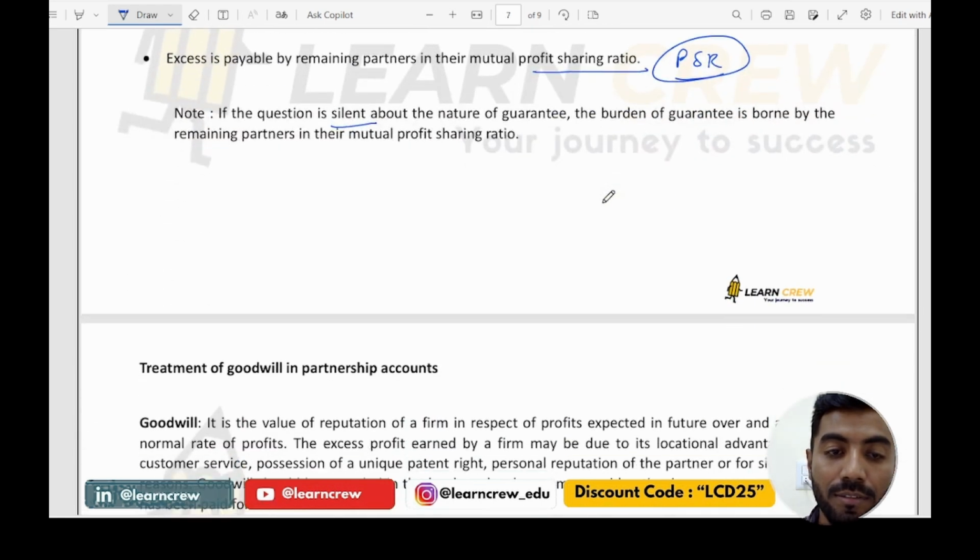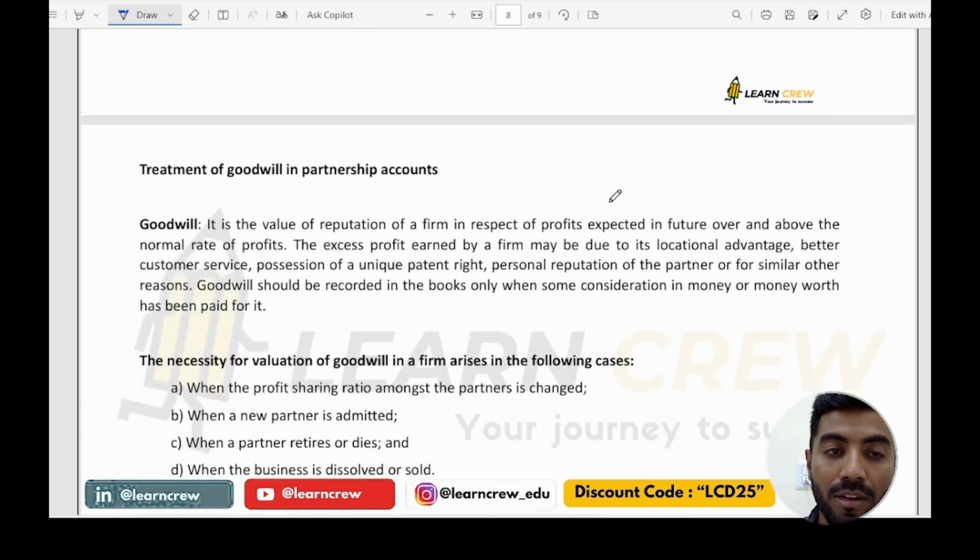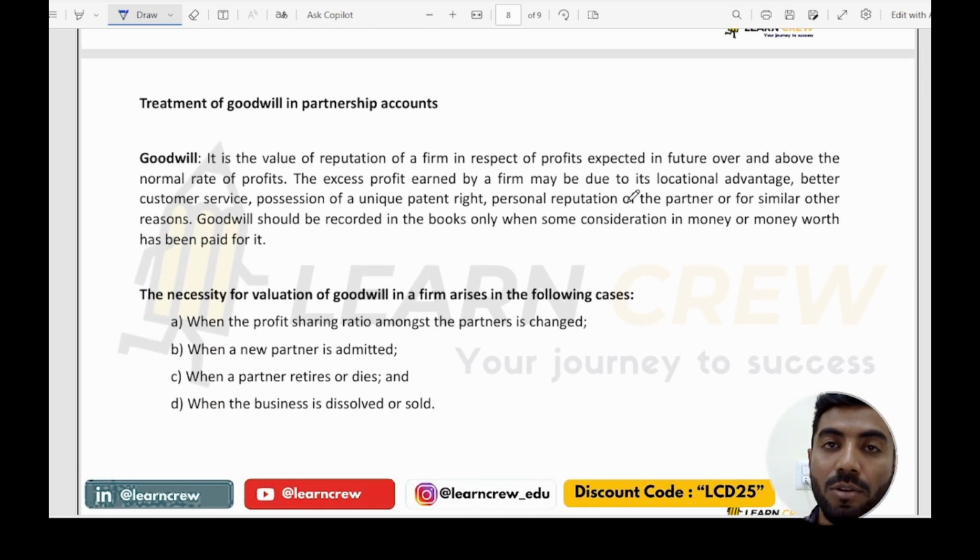Okay, done. So our next topic is goodwill. What is goodwill? Goodwill is basically a reputation of the firm. Goodwill is an asset, first of all. It is an intangible asset. Basically, it is a reputation of the firm for which we can expect a profit in the future, over and above the normal rate of profits.